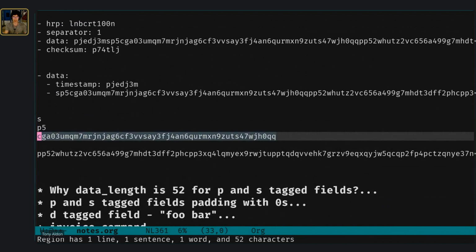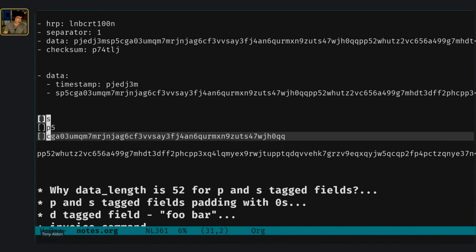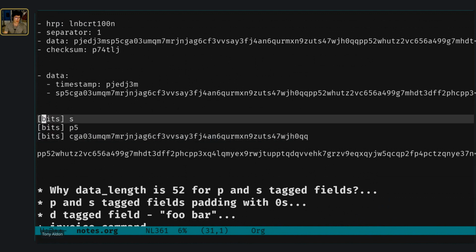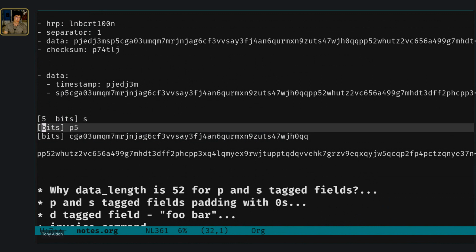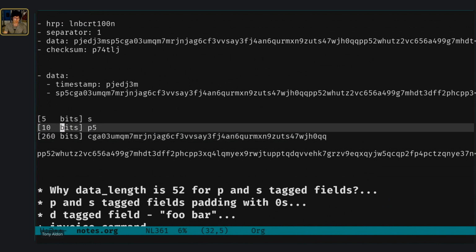So here we can see we have 52 characters on this one. But this one is a hash of the secret. This is a secret hash because we have the type S here. So bits: we have 5 bits for the first one, 10 bits for the other, and the last one is 52 characters, so 260 bits, if I'm not wrong. But we'll see that after.